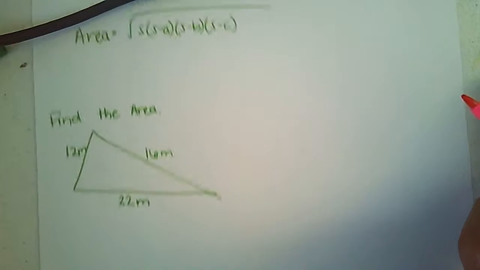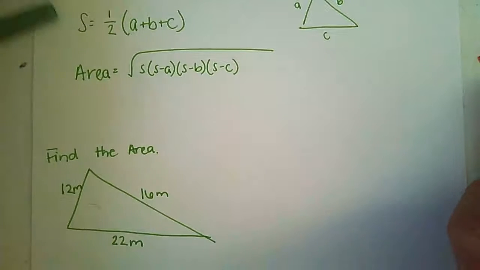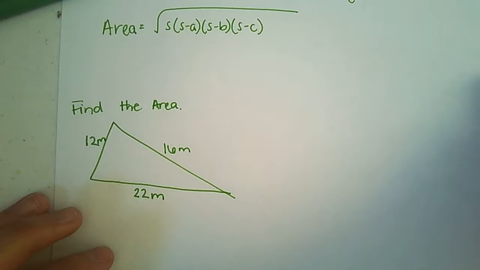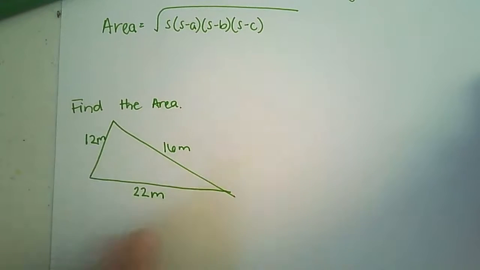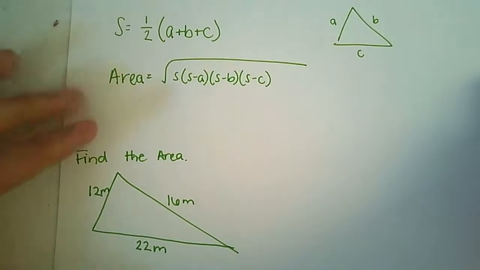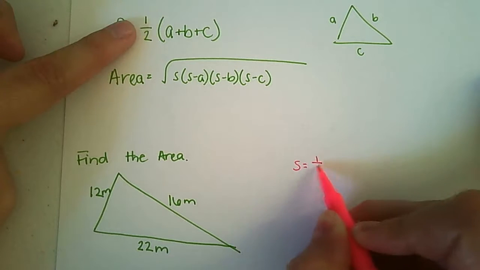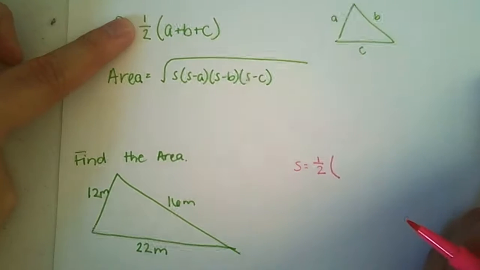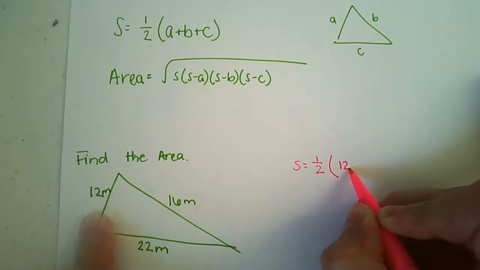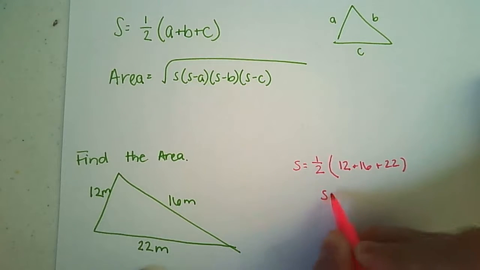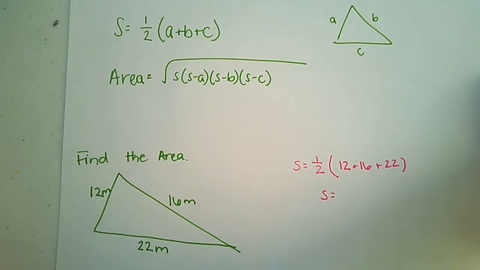All right, so two examples today. And again, we are being tasked with finding the area of them. So we have side lengths of 12 meters, 16 meters, and 22 meters. First thing we need to do is find half that perimeter, so the S value. So our S value, we have half times all of our sides added together. So I'm going to have 12 plus 16 plus 22. I'm going to go ahead and calculate what that S value will be.